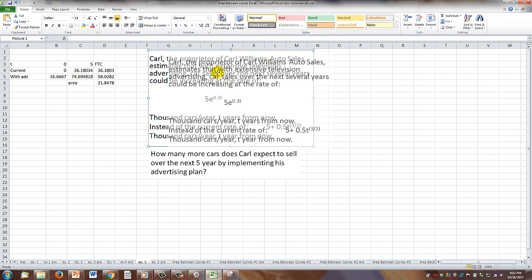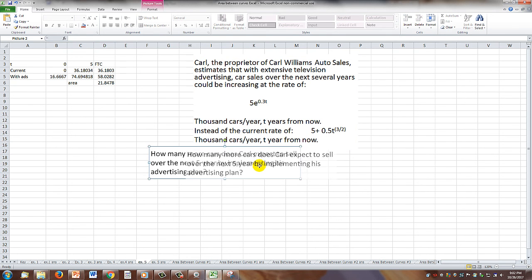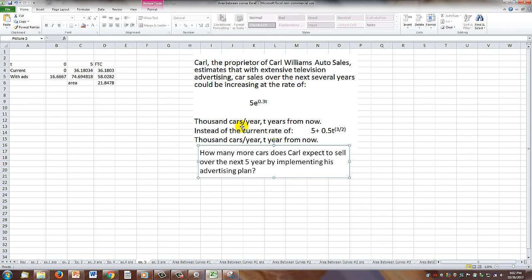Alright, now let's think about units. Again, the original function was a rate of change. It was thousands of cars per year. This is an antiderivative, the area under the curve, so this is just thousands of cars.